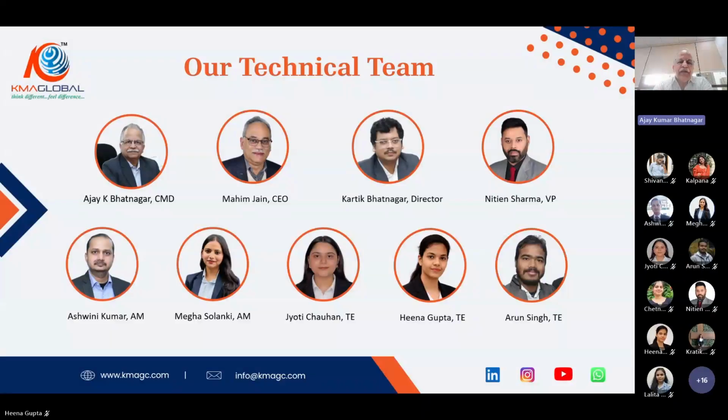I'm proud of my team. They are doing the work excellently, and with the effort of our entire team, which you will be seeing on this slide, this is our technical team headed by our CEO and our Vice President, Nitin, and Karthik, who is Director. They are guiding the entire team, and the team is working excellently. Thank you, team, for providing excellent services to the industry.